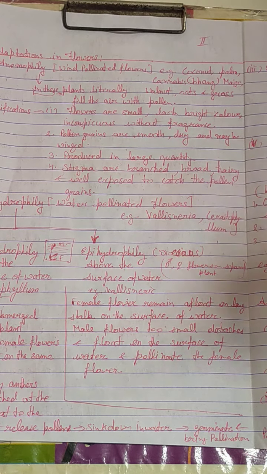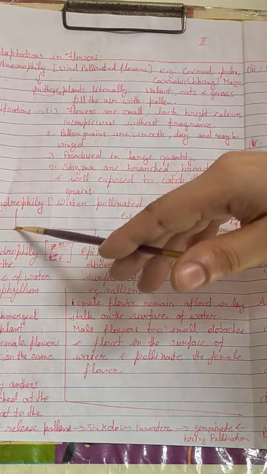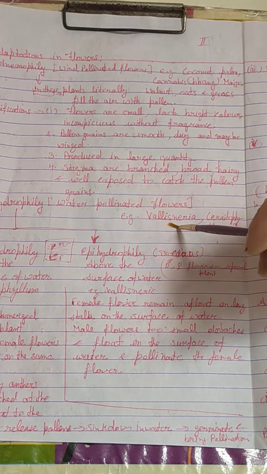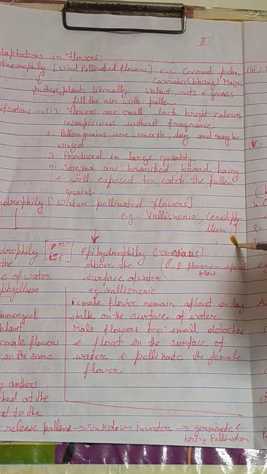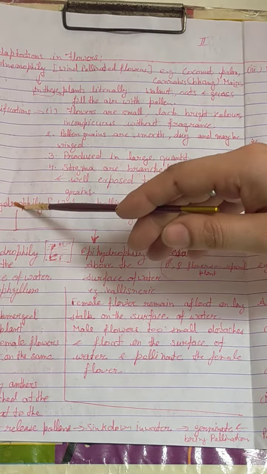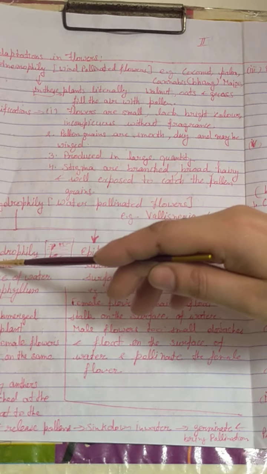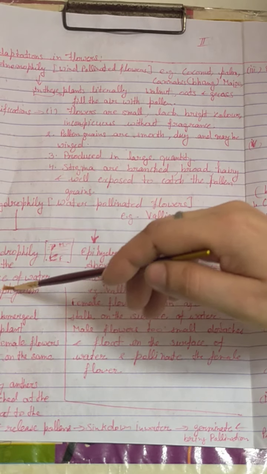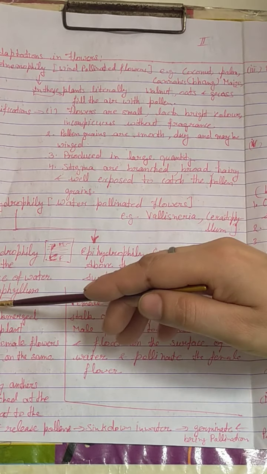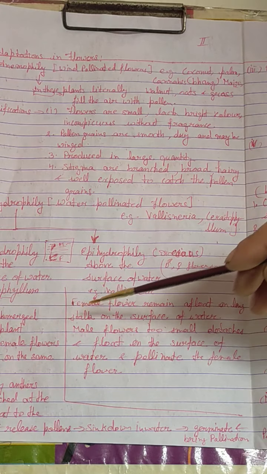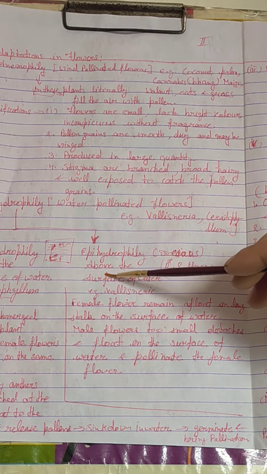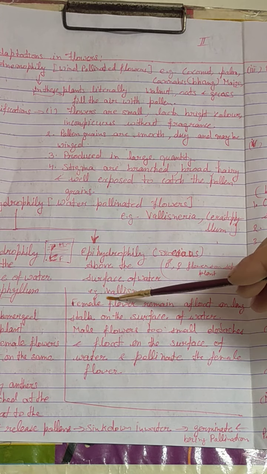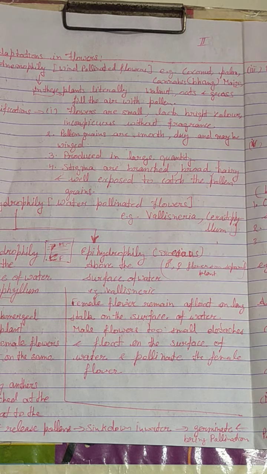What are the adaptations in case of hydrophily? Hydrophily means water-pollinated flowers. Examples we will discuss are Vallisneria and Ceratophyllum. Hydrophily can further be classified into two, hypohydrophily and epihydrophily. Hypo means below the surface of water, means the plant is submerged, and we will discuss Ceratophyllum as the example. Epihydrophily means the plant is half submerged and half is above the surface of water. We will discuss Vallisneria here.